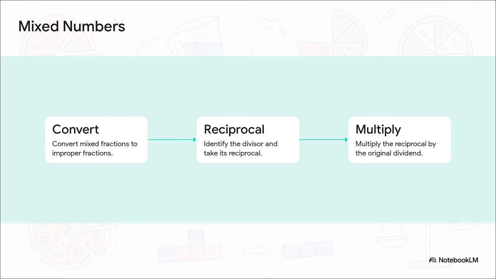We just turned 3 3/4 into 15/4. Then we take our divisor, 1/4, and flip it to its reciprocal, which is 4/1. Finally, we multiply. 15/4 times 4/1. Those 4's cancel each other out perfectly, and we're left with exactly 15. We just solved a totally complex fraction division problem in 3 really smooth steps.